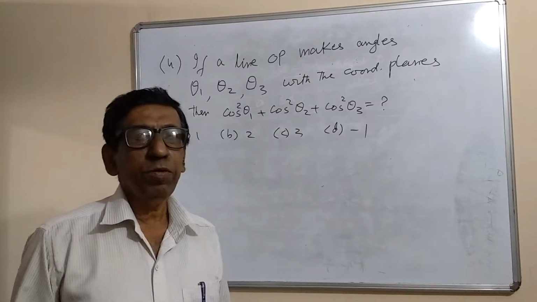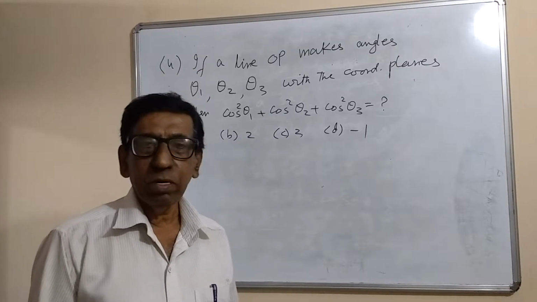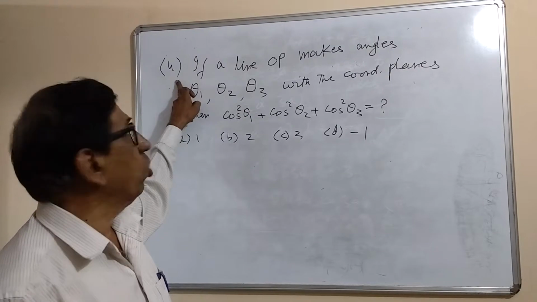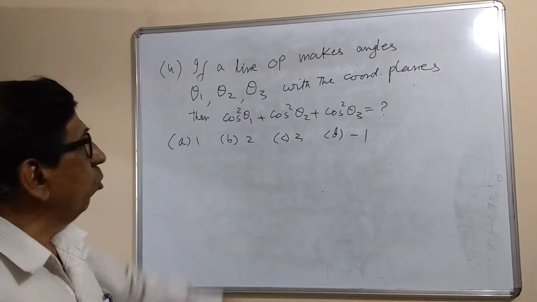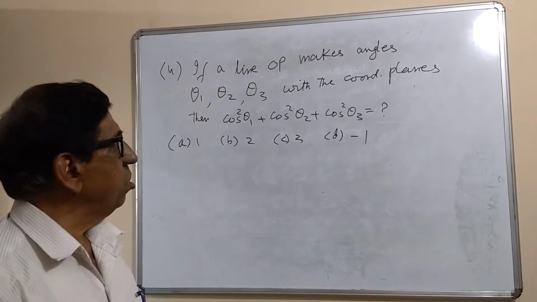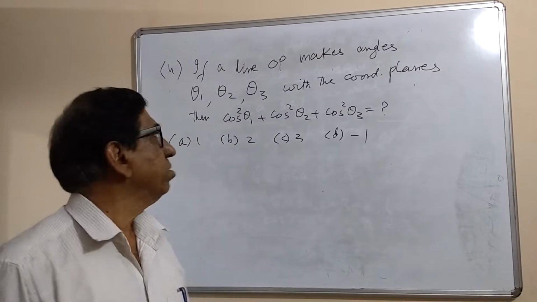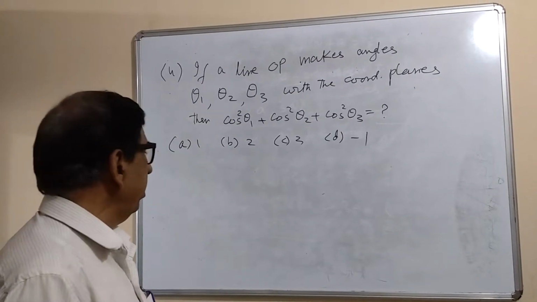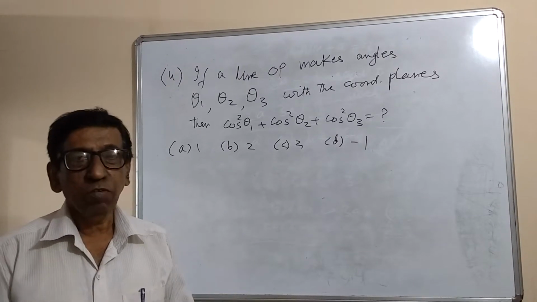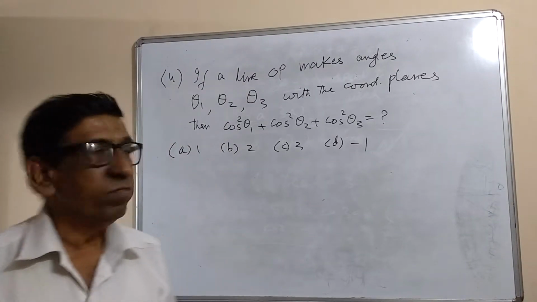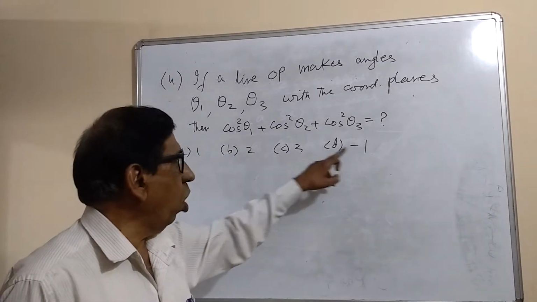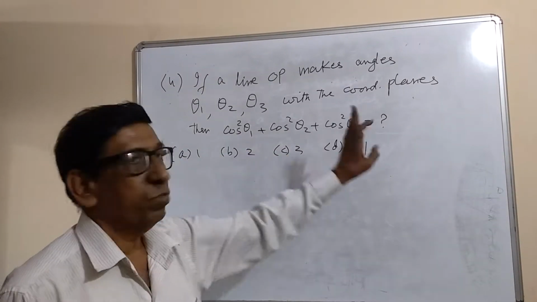We are continuing part 3 for the chapter 3-dimensional geometry line. So take fourth shortcut. If a line OP makes angles theta 1, theta 2, theta 3 with the coordinate planes, then cos square theta 1 plus cos square theta 2 plus cos square theta 3 equal to what? The four options are 1, 2, 3 or minus 1. What is the value of this?